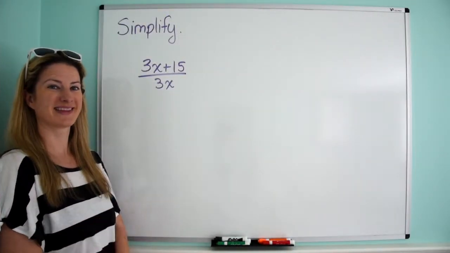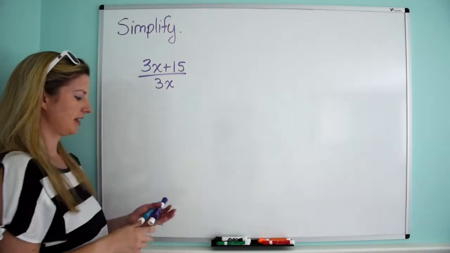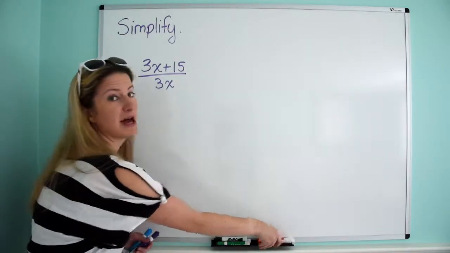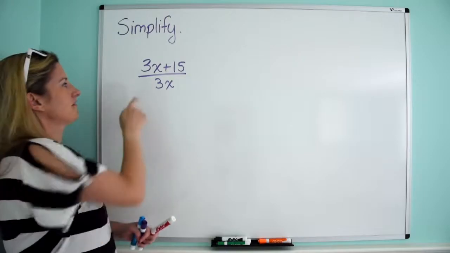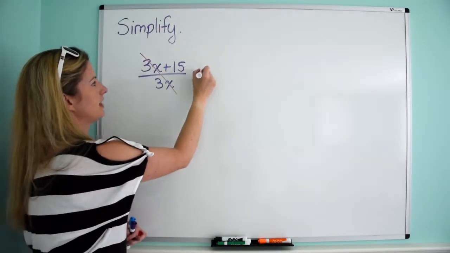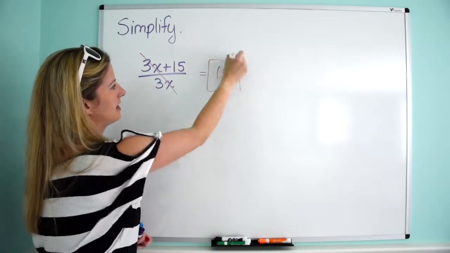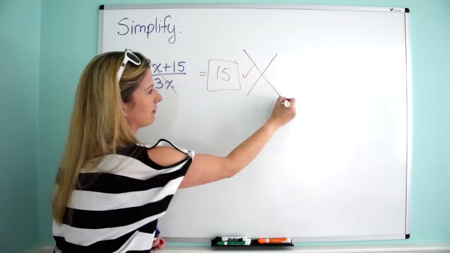Let's try this problem. So we need to simplify 3x plus 15 over 3x. Now, I can tell you right now the number one mistake I see with this is that students go, oh my gosh, this is awesome. I've got a 3x in the numerator, a 3x in the denominator. I can just divide them out and my answer is 15 and I'm done and that was super easy, right? Wrong. That is not right.